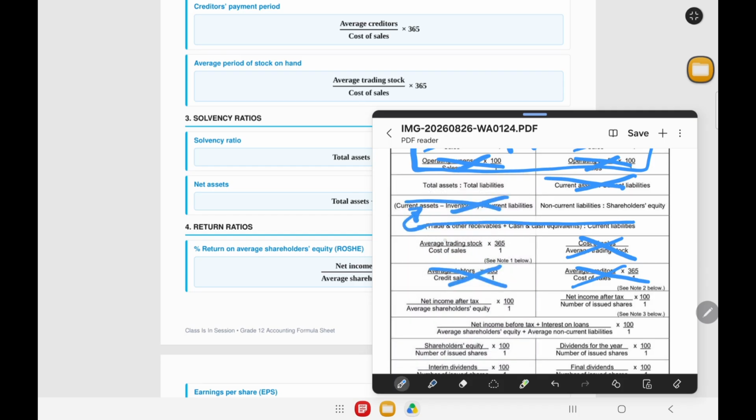If you want to practice, you can look at the formula and then write that it's average period of stock on hand. I can't really write this here as I don't have enough space. So when you practice, you don't have to cross these. You can just write it next to your formula, write what it is.